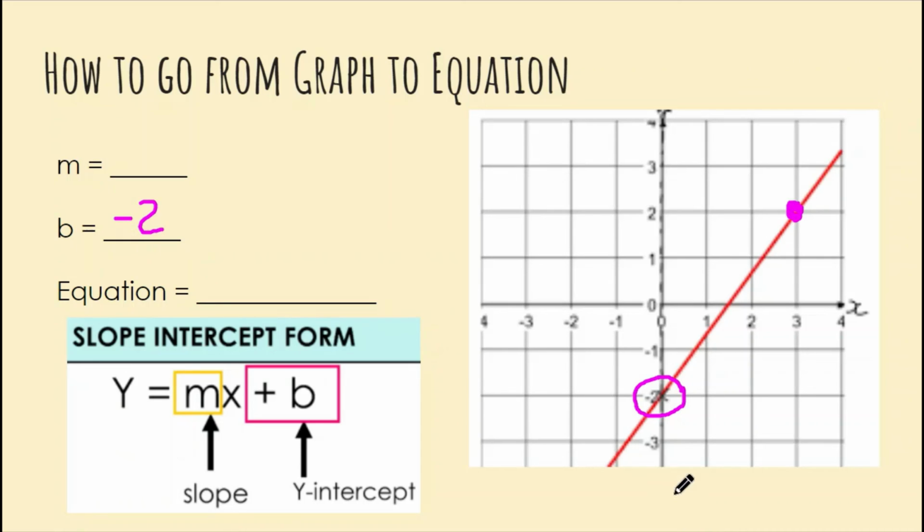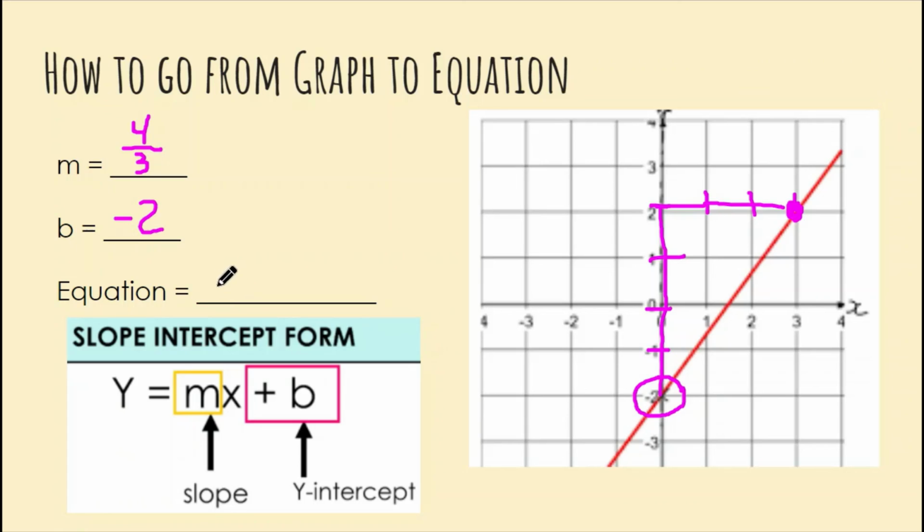I got to figure out my rise over my run. So how many up do I need to go on top of how many over I need to go to get to that point? So let's see, I have to go up 1, 2, 3, 4. I had to go up 4 points, 4 lines. So I know that's going to be on the top of my fraction. The bottom of my fraction is how many over, and I have to go over 1, 2, 3. So my slope is 4 over 3.